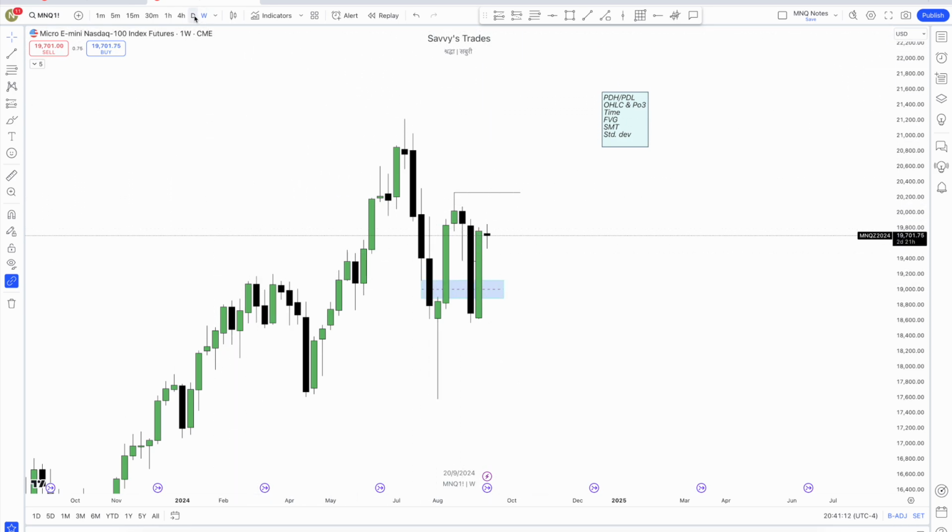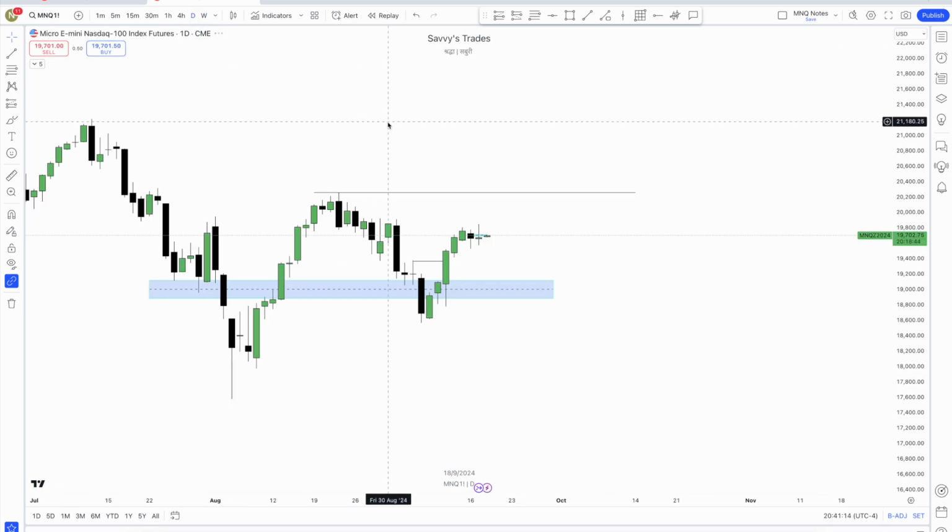So let's go into the daily chart. If we go into the daily chart, we can see today's price action. So this is today's candle, that is Tuesday. It's already been printed, and we can see that Wednesday's price has already started. So the candle is forming for Wednesday.